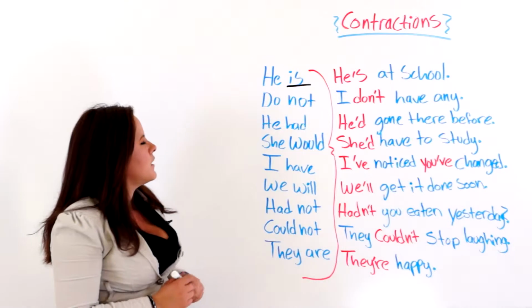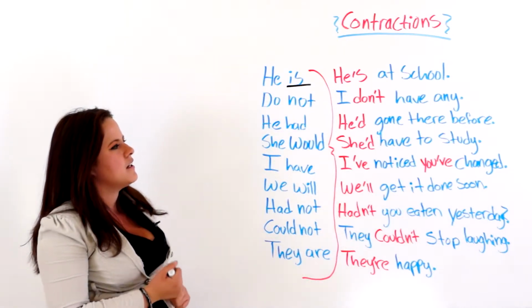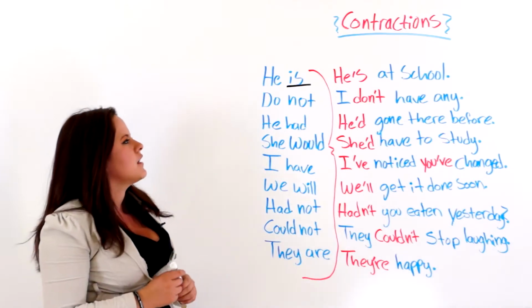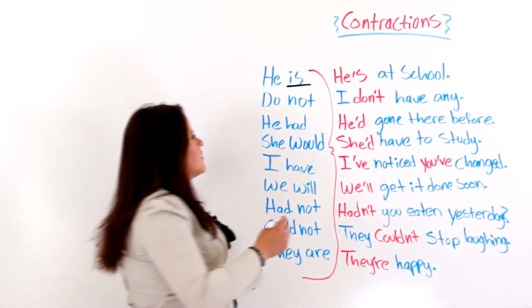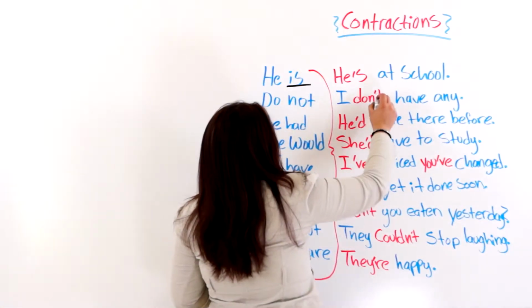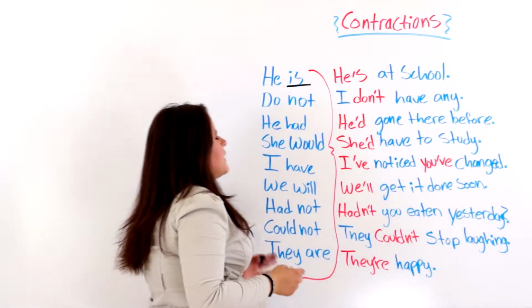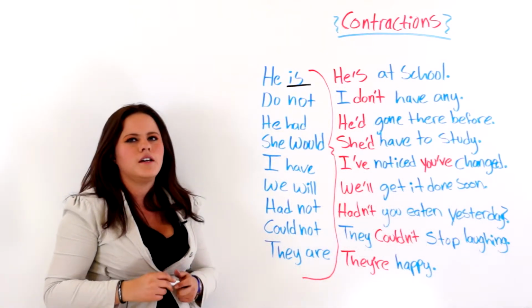The next one is do not. You could say I do not have any sugar, or I do not have any cigarettes, okay? Or you could contract them, just put them together and take away the O like this and put the apostrophe. I don't have any sugar, okay?